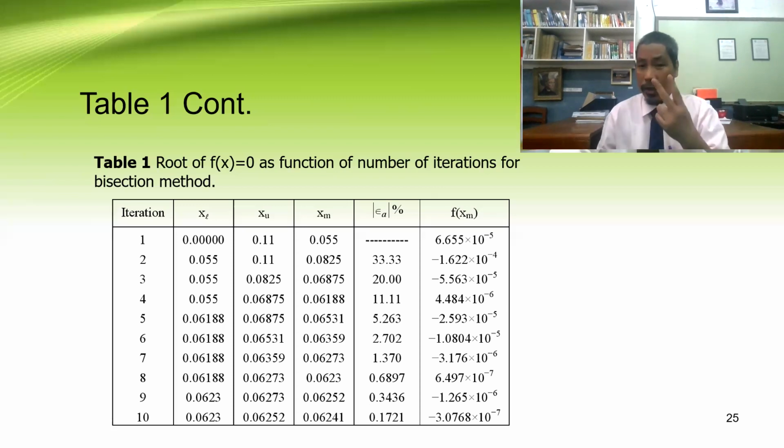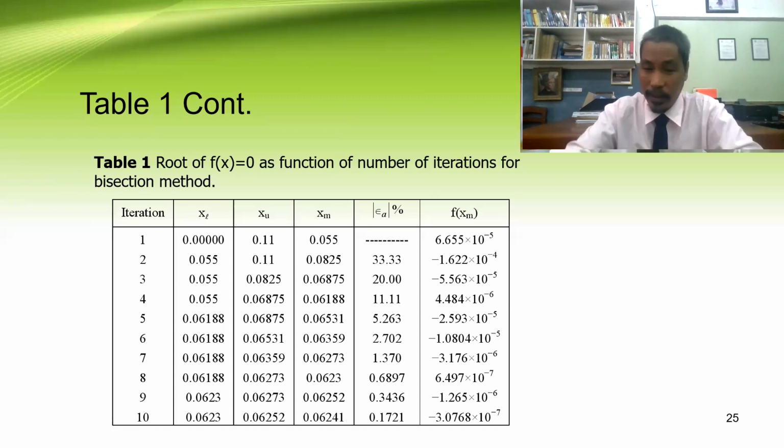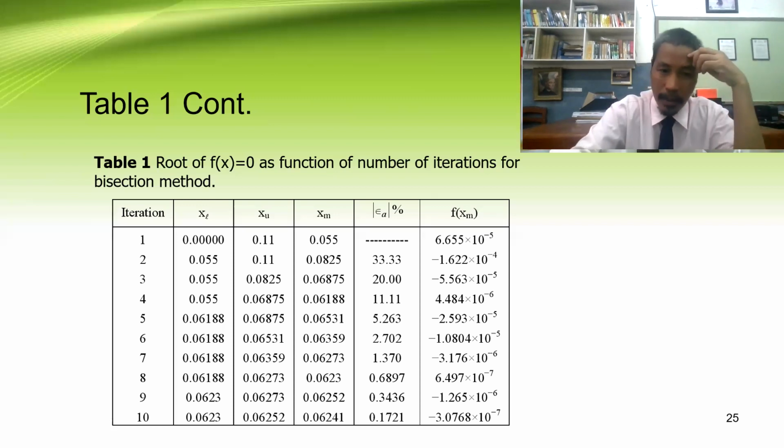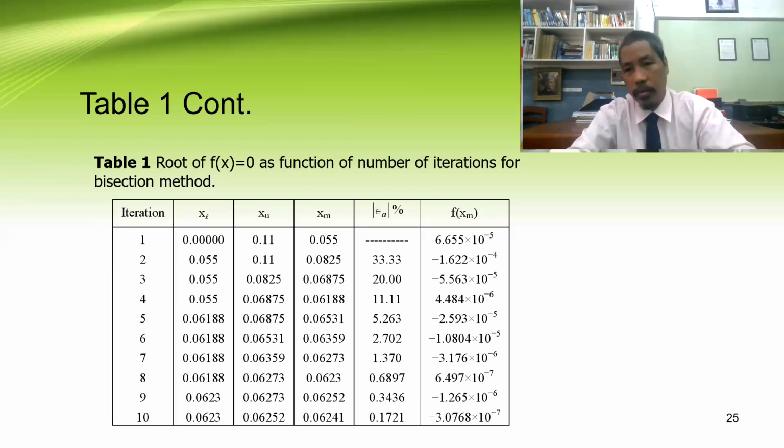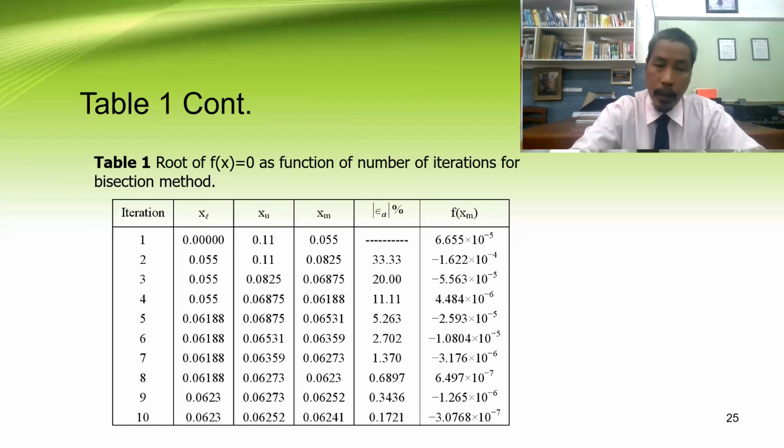But if we are talking of 3 significant digits, we can still iterate further. Maybe, in my estimate, the 13th iteration if you want 3 significant digits. But if you only want 2 significant digits, stop at the 9th iteration. The 9th iteration is okay. We are sure that the answer is 0.062 to be our root of the equation.